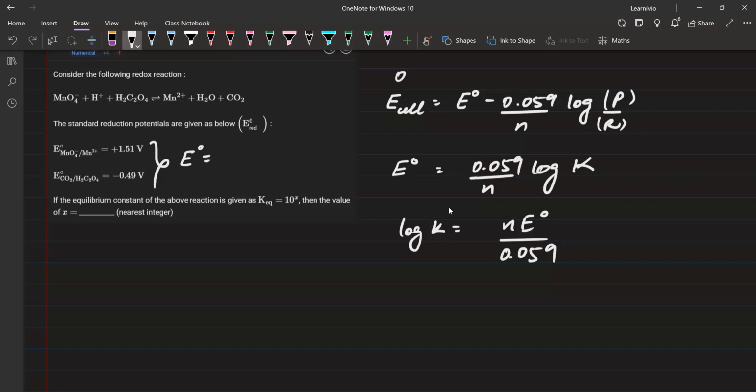What E naught did you get? MnO4 negative is getting converted to Mn2 positive. That means what is happening to this Mn? Manganese is getting reduced, right? So reduction is happening here, and for oxalic acid there will be oxidation. So reduction, 1.51 plus 0.49. So this will be equal to 2.